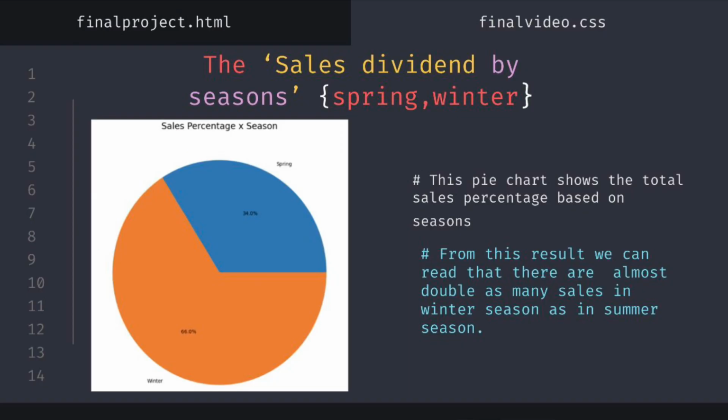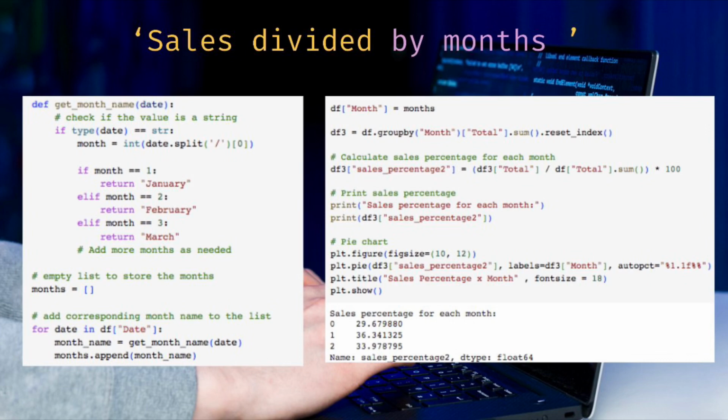This pie chart shows the total sales percentage based on seasons. From these results, we can read that there are almost double as many sales in winter season as in summer season. To go deeper in the analysis, we're going to divide now the sales by the month, and we're going to use the same thinking as before.